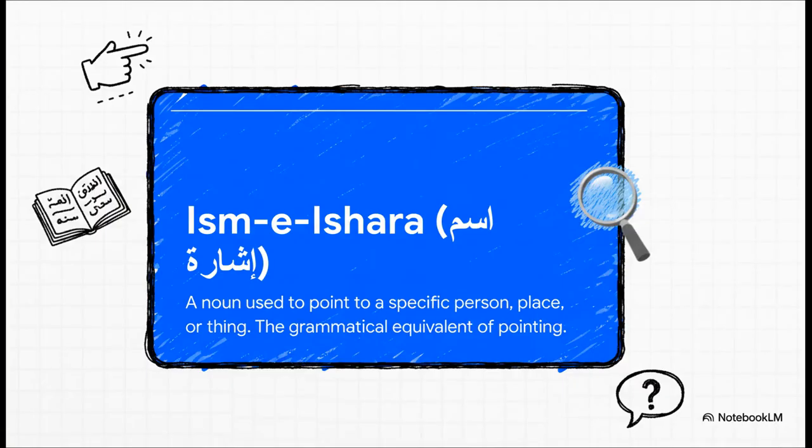Now, the official term in Arabic is Ism-e-Ishara, and it's exactly what it sounds like. A noun you use to point at something specific. A person, a place, a thing. You can literally think of it as your index finger in word form, pointing and saying, "this one right here," or "that one over there."